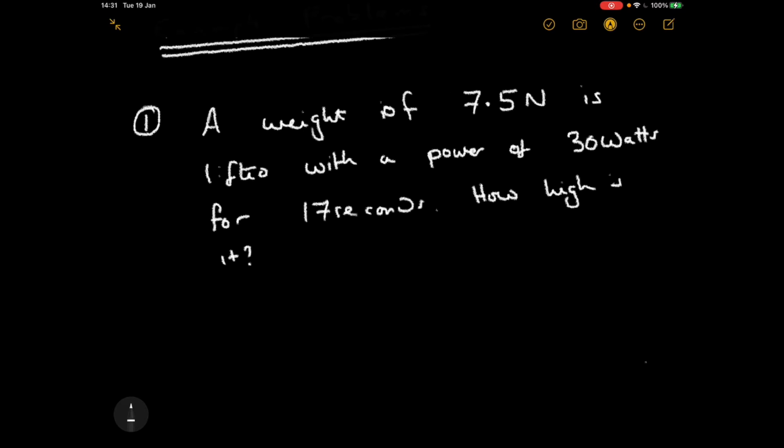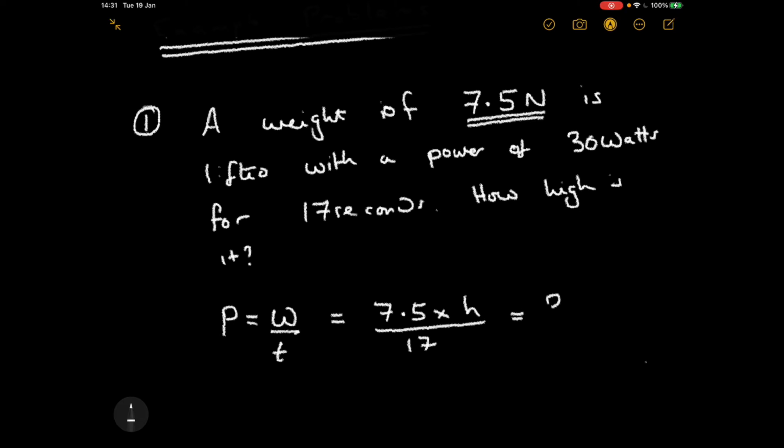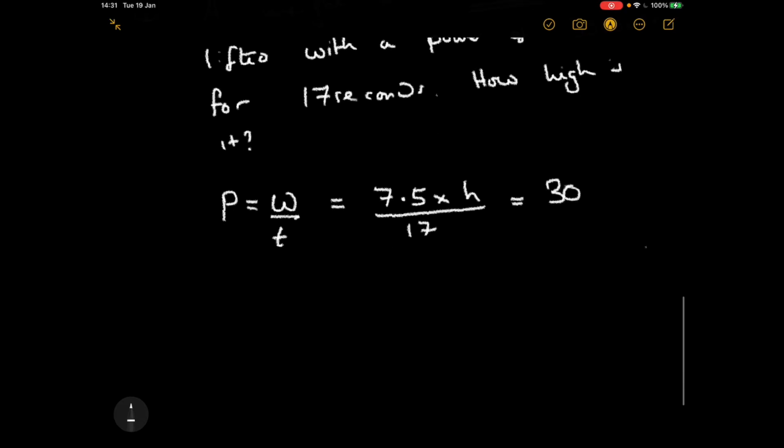Okay, so to solve this, power is equal to work done over time. We're lifting something directly up, so we're going to deal with work done as force times distance. We've already got it as a weight, not as a mass, so that's fine. So we're going to do 7.5 times the height that we're lifting over a time of 17 is equal to our power output, so that's 30. And we can just rearrange.